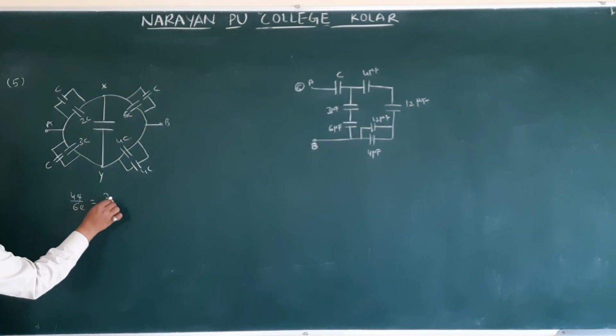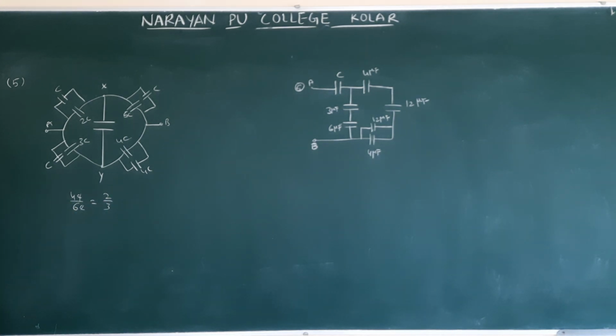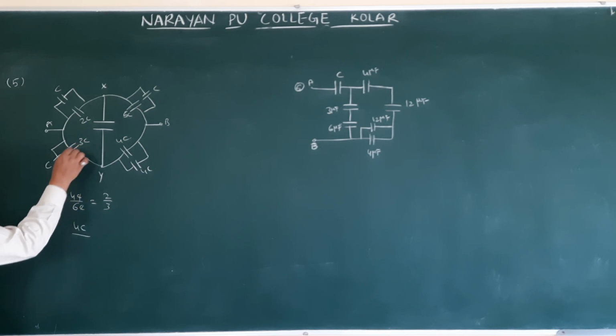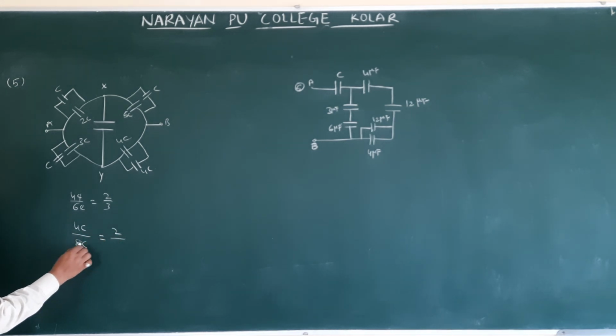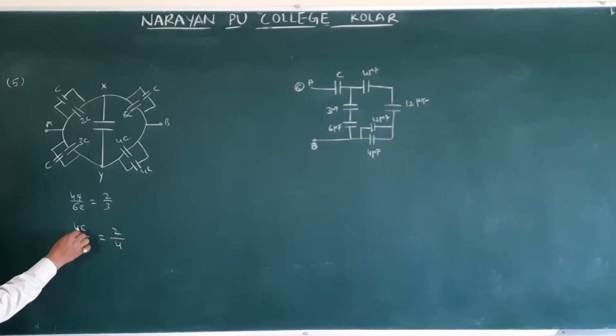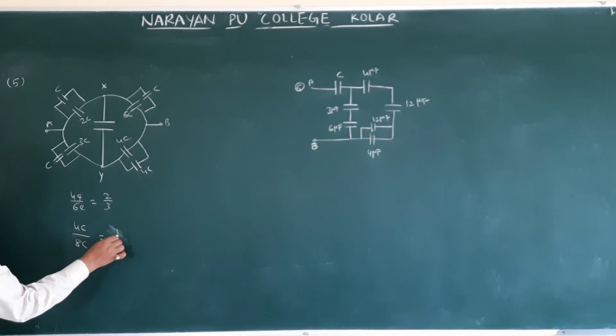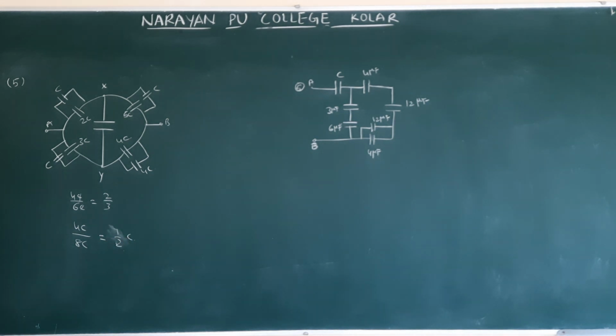4C by 6C is how much? 2 by 3. Here we see, this is 4C, 3C plus C. This is 8C. How much are you getting? 4C by 8C. How much are you getting? 2 by 4, 1 by 2. So 1 by 2. Isn't it? So is it satisfying the Wheatstone bridge condition? So it is not satisfying.